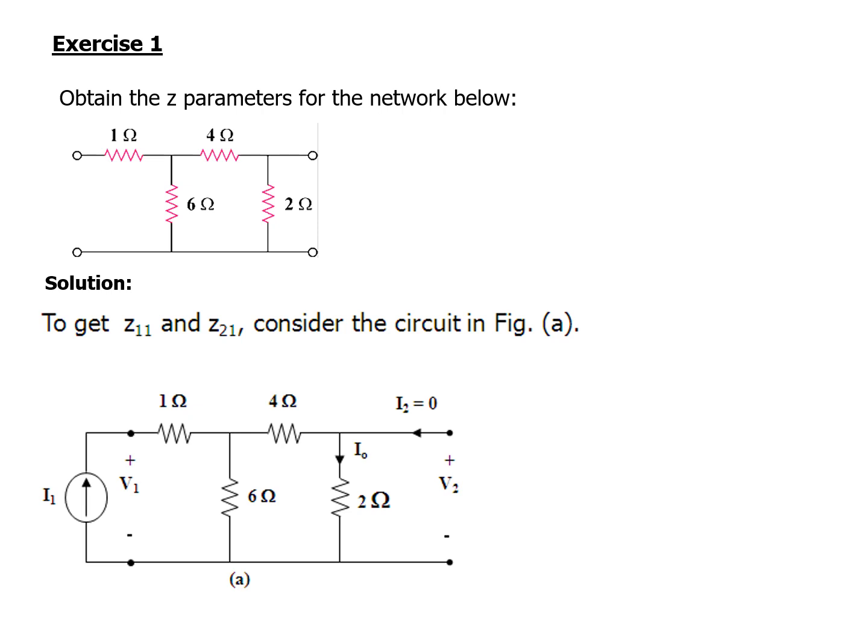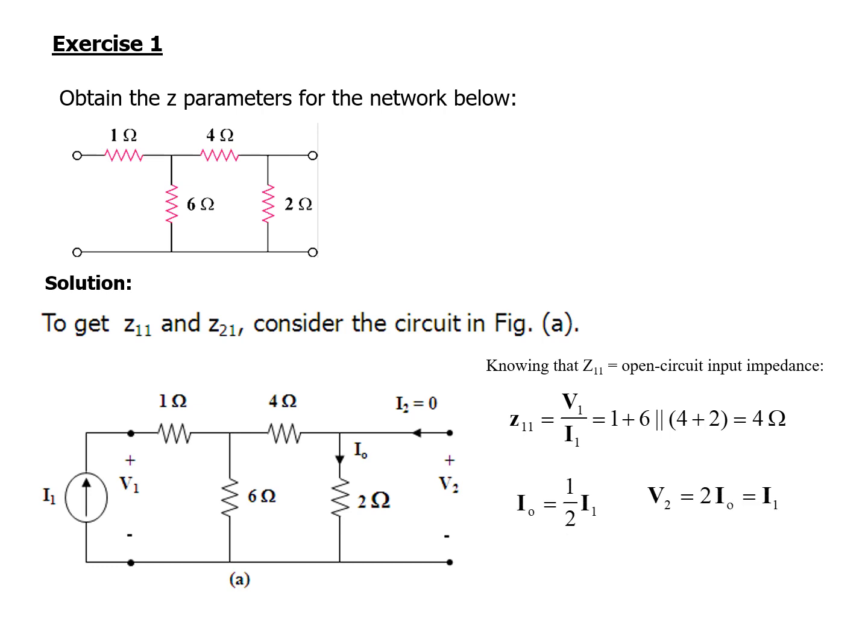Looking at figure A, you can see that there is a current source connected across V1, and V2 is left open, so the current I2 is equal to 0. Knowing that Z11 is the open circuit input impedance, we can obtain it by looking at the equivalent resistance, where 4 and 2 are in series. It is in parallel with 6 ohms, and lastly added with 1 ohm. By doing that, we get Z11 is 4 ohms.